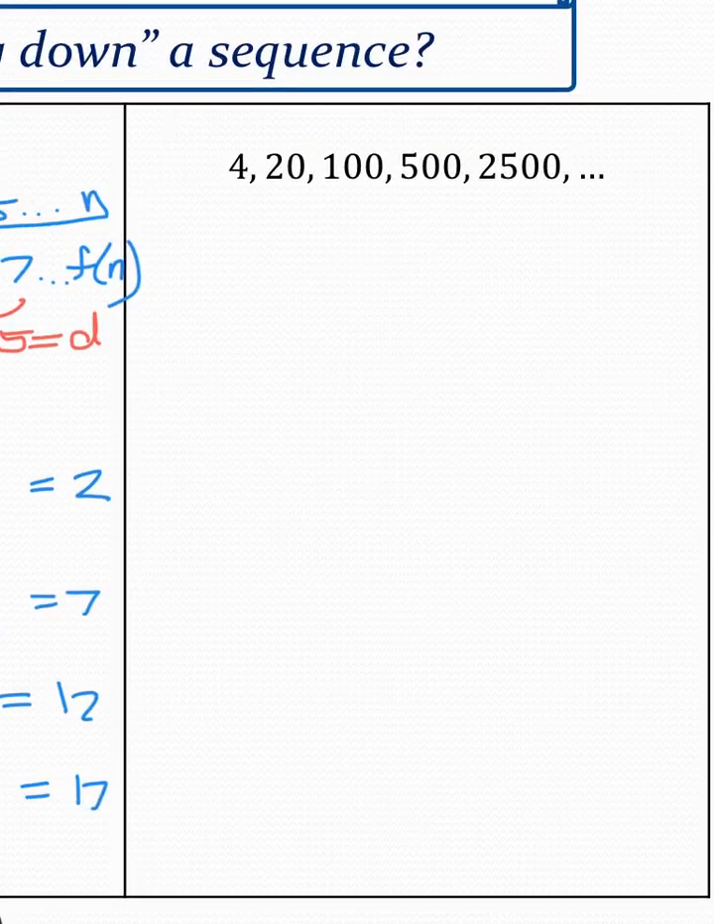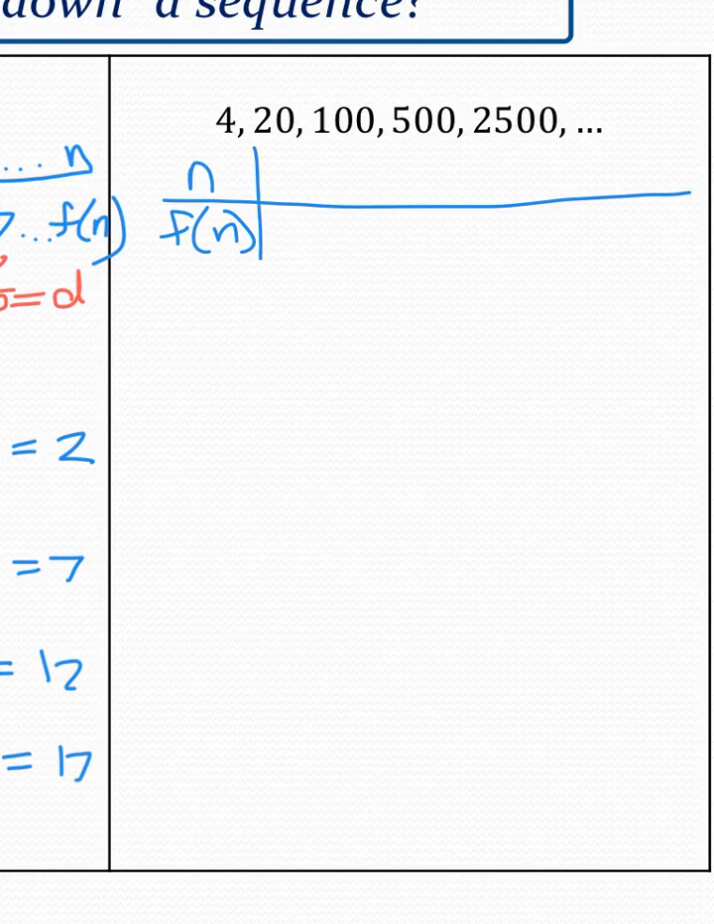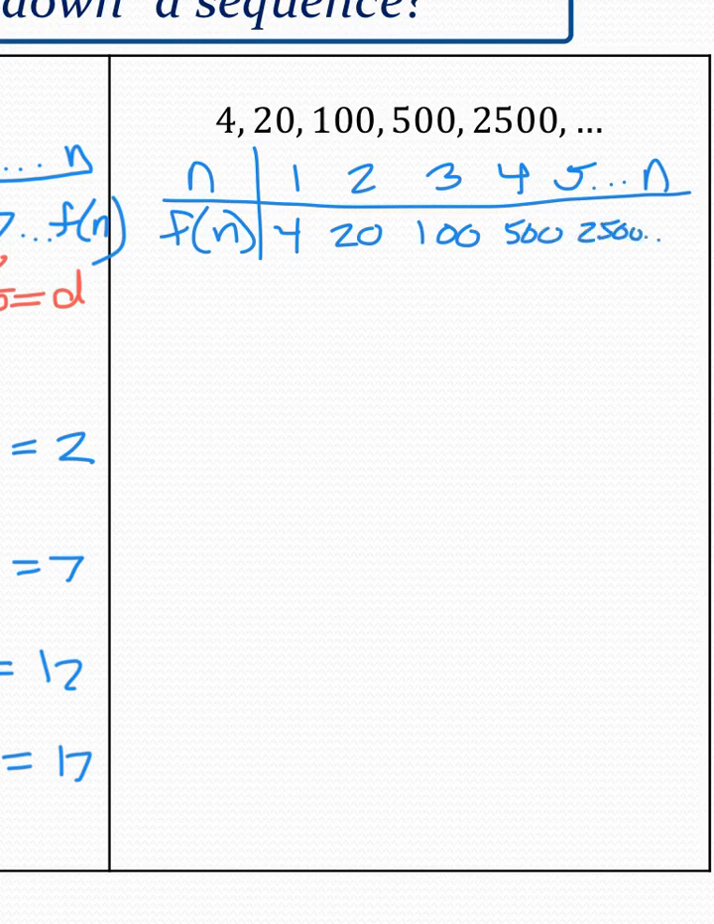All right, let's try it again on a new sequence here. So first thing, we make a table. So n, f of n, and our first number, 2, 3, 4, how many numbers do I have? 5 again. So our first number is 4, second number is 20, third number is 100, 500, 2500. All right, take it for a test drive here, see if you can see a pattern.